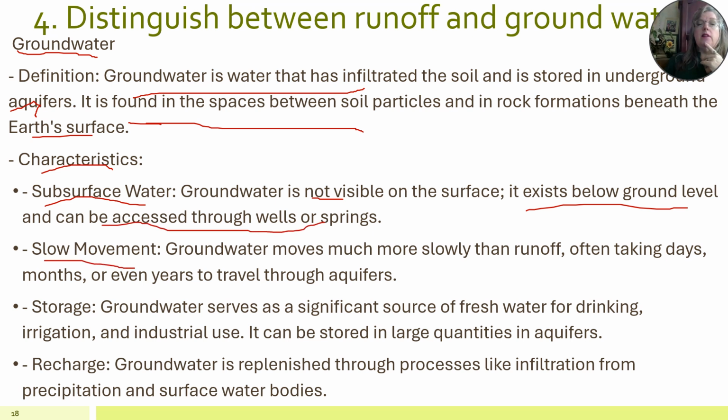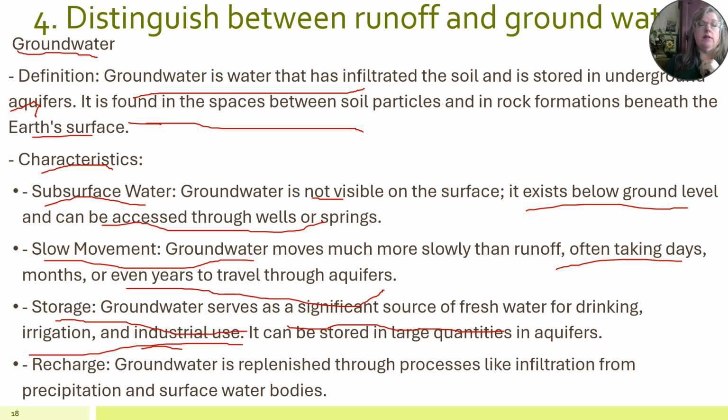It has very slow movement. Groundwater moves much more slowly than runoff does, often taking days, months, or even years to travel through the aquifers. Now, it is going to go, because of gravity, generally downhill at all times, but it goes a lot slower than runoff does. It serves for storage. Groundwater is a significant storage for freshwater and drinking, irrigation, and industrial use. So we do use this in industry and factories and such.